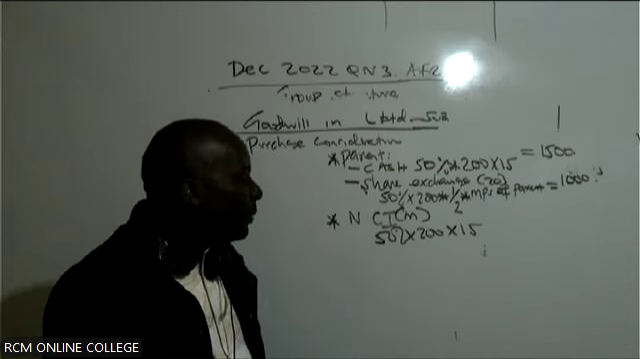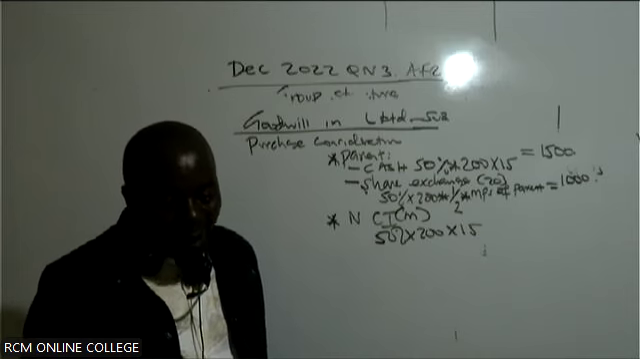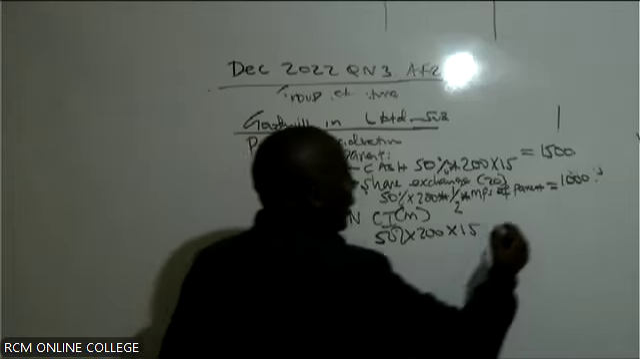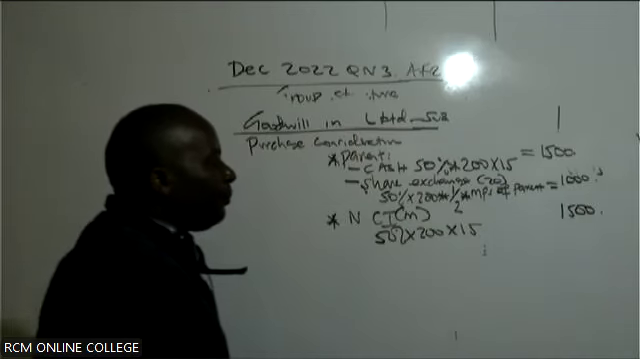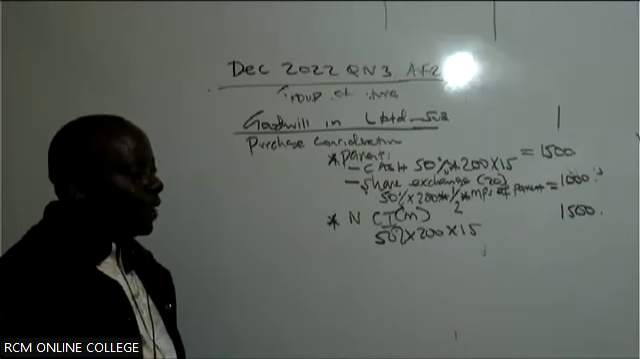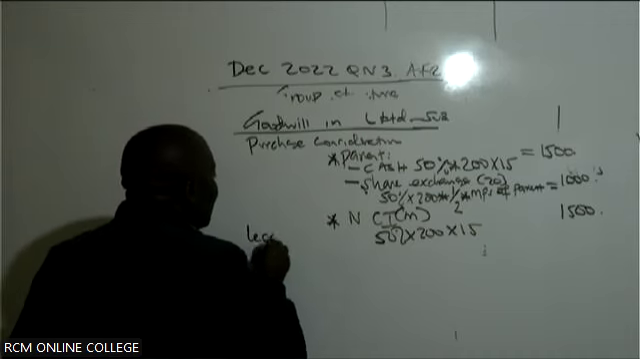So 50% times 200 times 15. What figure does this give me, my good students? All of you are very good. I'm being given a figure of 1,500. And then you come and less the net assets acquired.